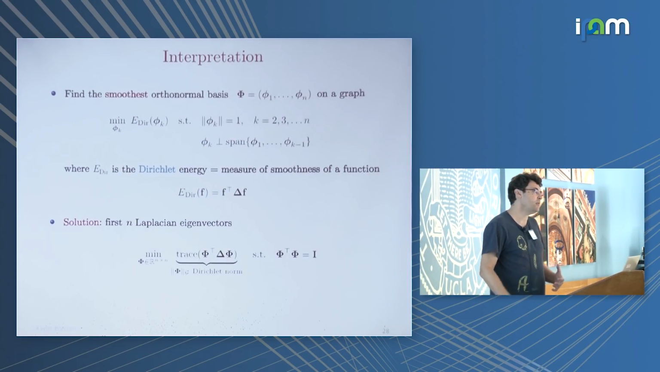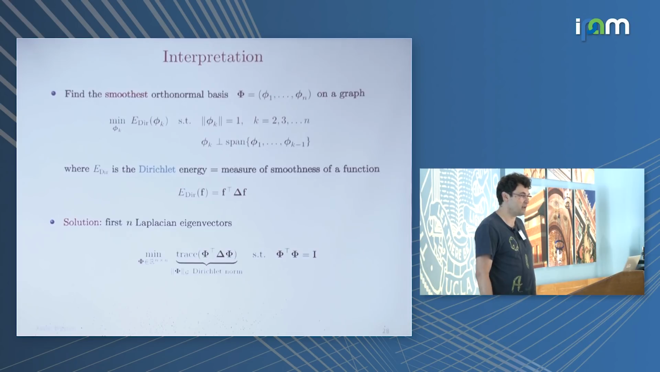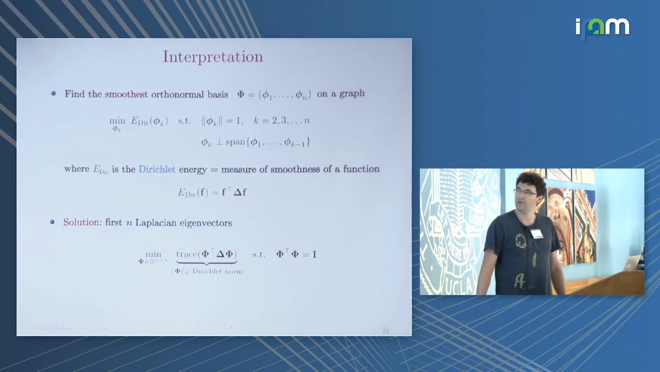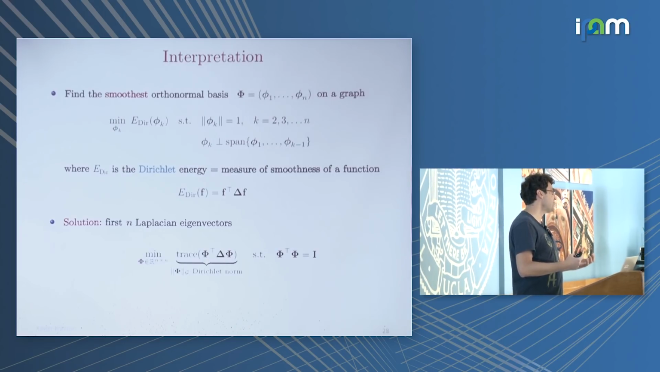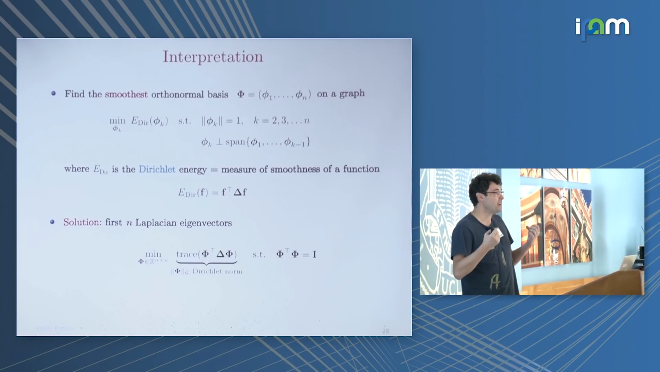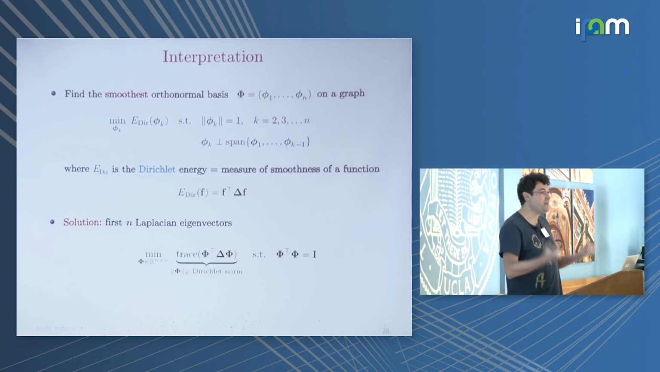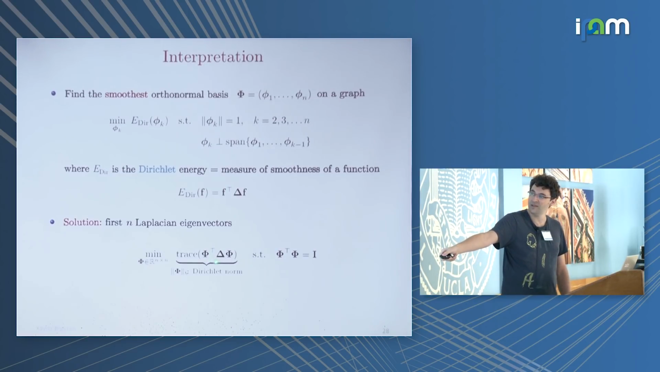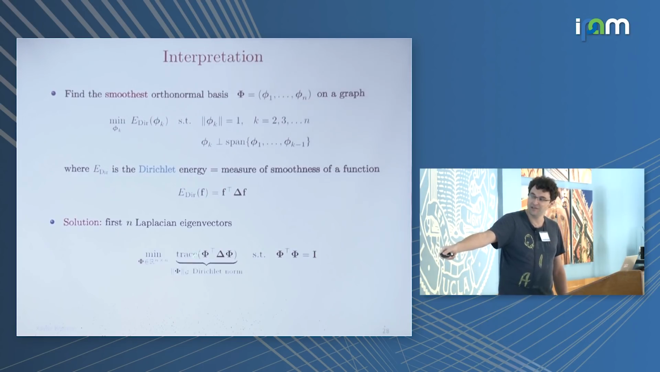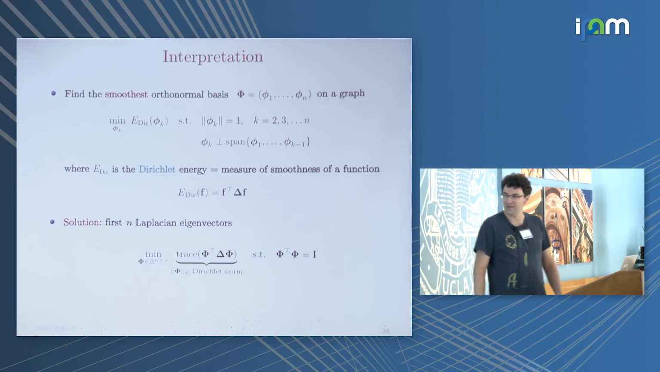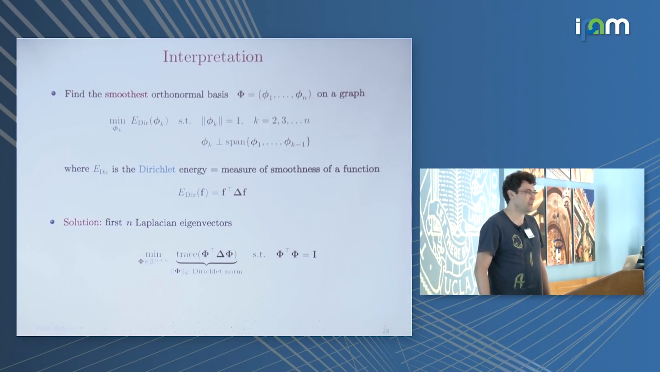And the interpretation is, what I want to do is build the smoothest orthogonal basis on a domain, in this case on a graph. Again, a good measure of smoothness is the Laplacian. So what I want to do is find the functions that minimize the Laplacian, with the orthogonality constraint. And this is the standard theorem: the solution is given by the eigenvectors of this guy. So this is standard.